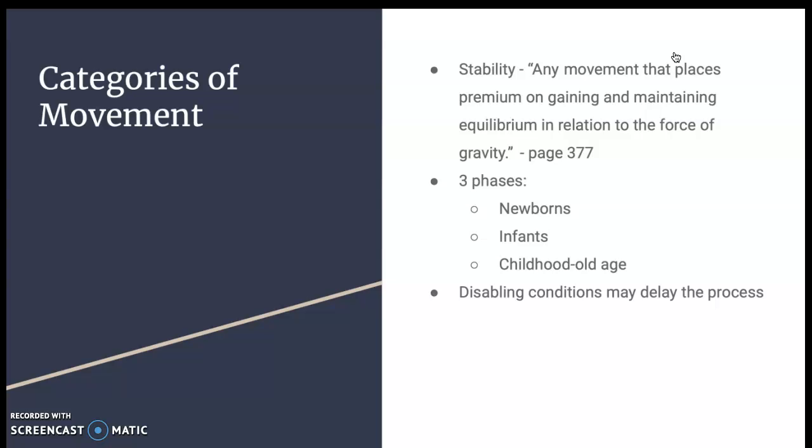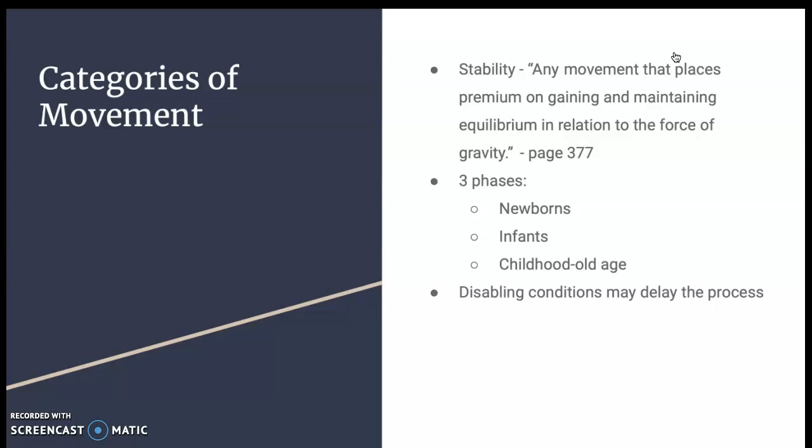There are different categories of movement that we will discuss briefly. All three categories discuss how it applies to newborns, infants, and those in childhood and beyond. The first is stability. This is the most basic form of movement and is seen in just about everything we do. The book describes it as this. A stability movement is any movement that places a premium on gaining and maintaining equilibrium in relation to the force of gravity.